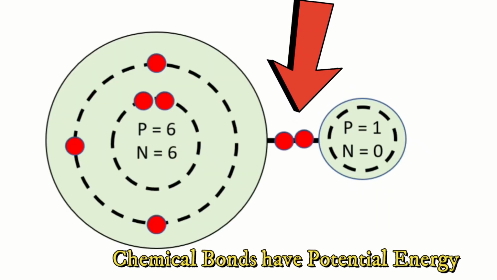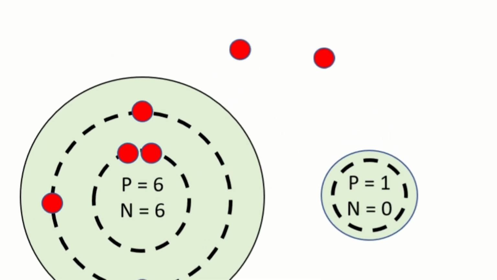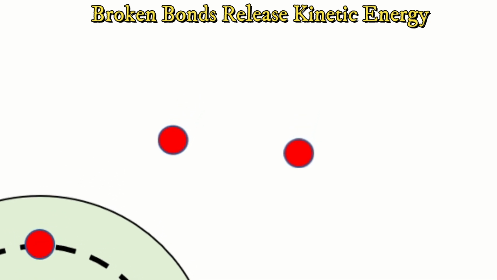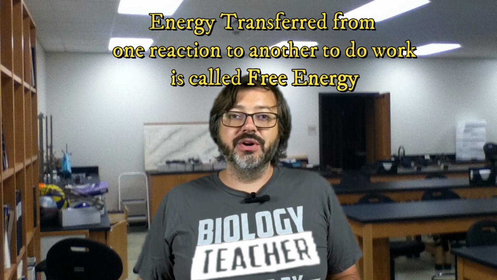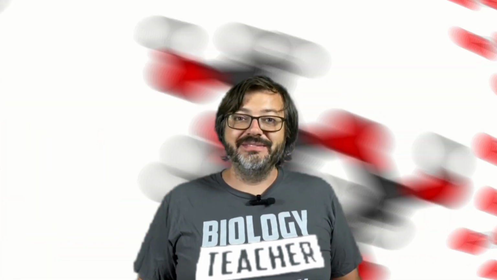When molecules are broken down, the electrons that hold the bonds together are released, releasing the stored energy within and converting it to kinetic energy. The energy that is released in one reaction and transferred to another reaction to do work is called free energy. Remember, heat represents energy that is not usable. Free energy is a measurement of usable energy in a reaction.